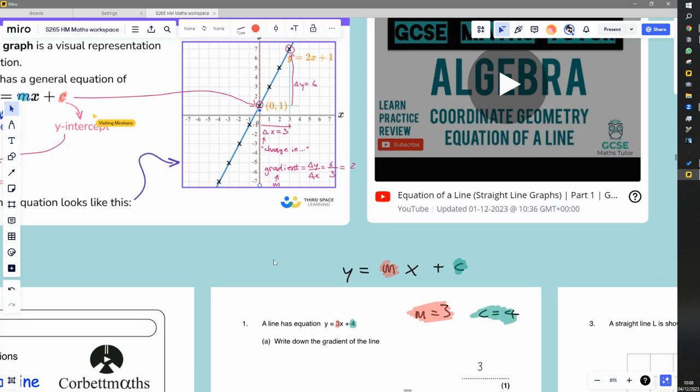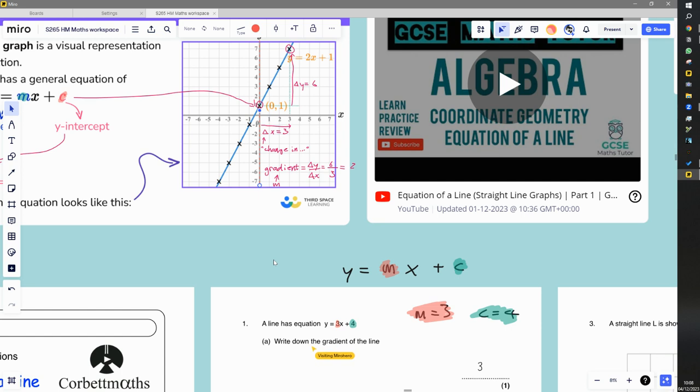In other words, when we're working out what the y value would be at the y-axis, which is when x is 0, y would be equal to m, in this case 3, but it could be anything, multiplied by 0 plus c. So you can see that this would disappear, and you just have y is equal to c. And that is why the c value is where it crosses the y-axis. Okay, so we can see that that's the y-intercept.